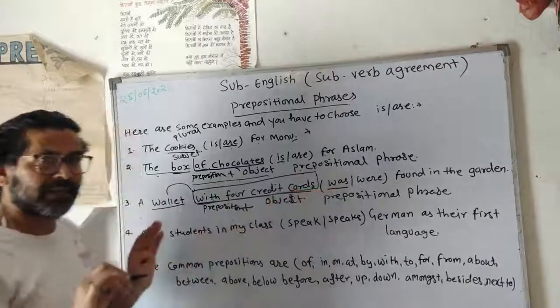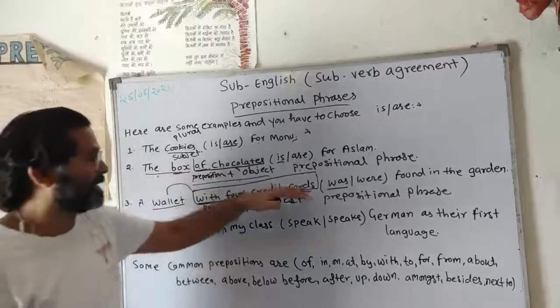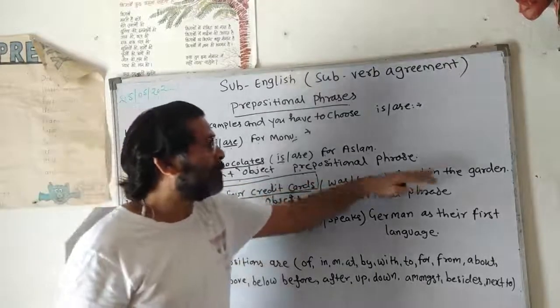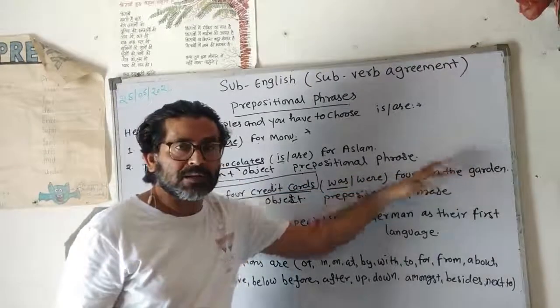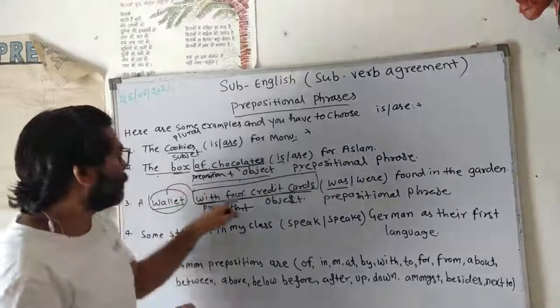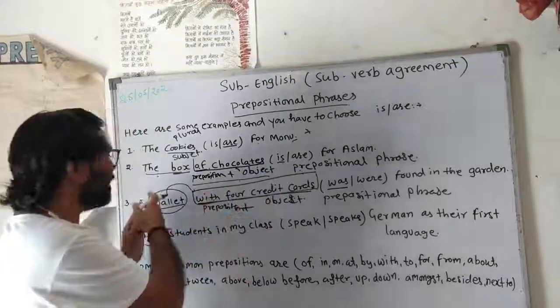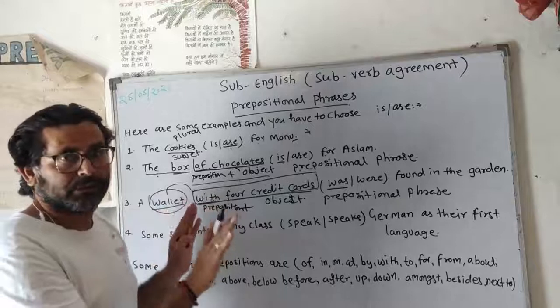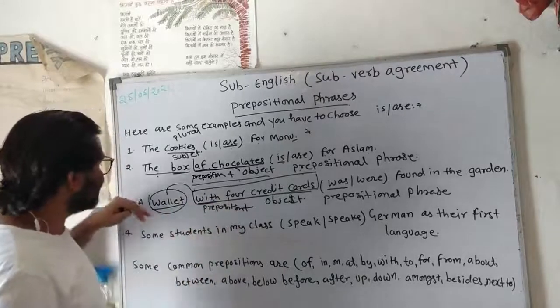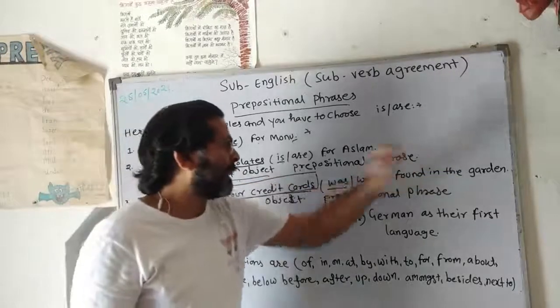So the correct sentence is: a wallet with 4 credit cards was found in the garden, because this sentence is talking about a wallet, not about 4 credit cards. The credit cards are with the wallet, they are not on their own, right? So the right sentence is: a wallet with 4 credit cards was found in the garden.